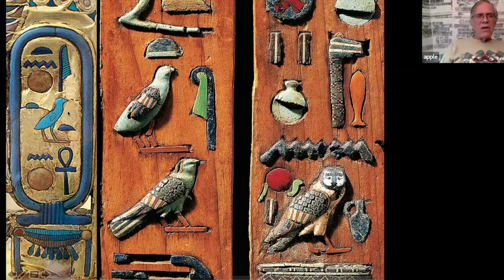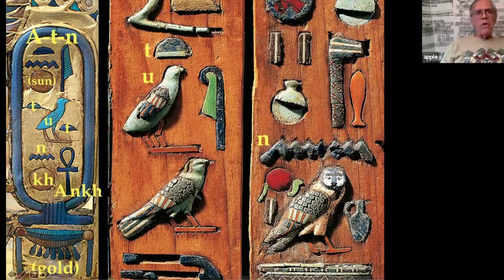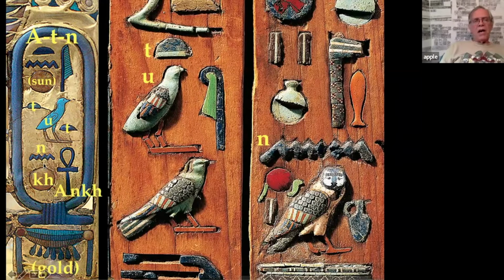Let's see. There we go. So Tut, T-U-T, Ankh, with an N and a Ch, phonetic complement after it. And then because the god's name always goes first, even if it's pronounced last, it says Aten, Tut, Ankh. And this is a glyph for gold underneath the cartouche.